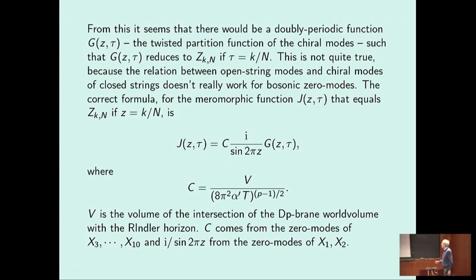So g of z and tau is the partition function for a chiral set of closed string modes. This is a factor that comes from the zero modes, and z is just a constant, which also comes from zero modes. V is the volume of the intersection of the Dp brane world volume with the Rindler horizon. And c and the 1 over sine come from zero modes, as stated here.